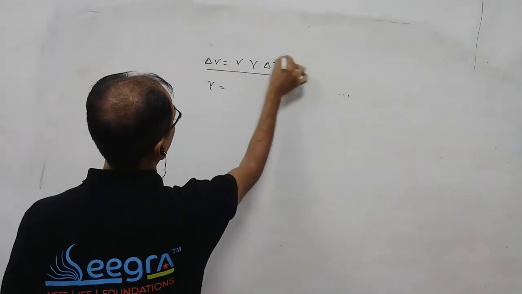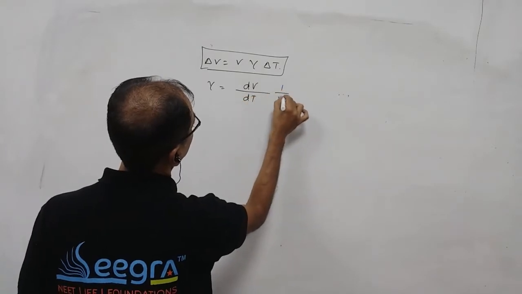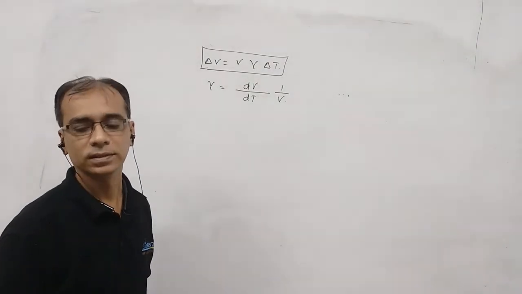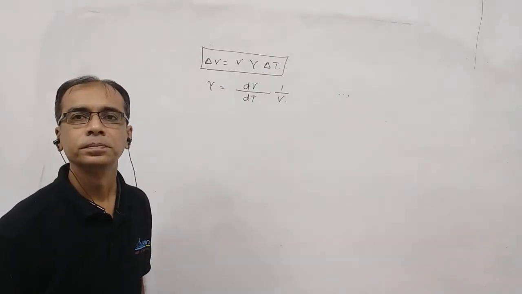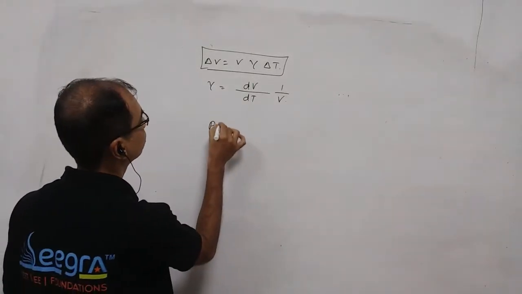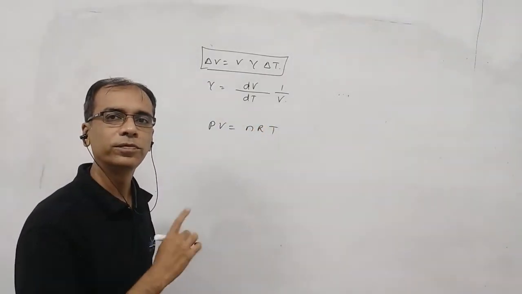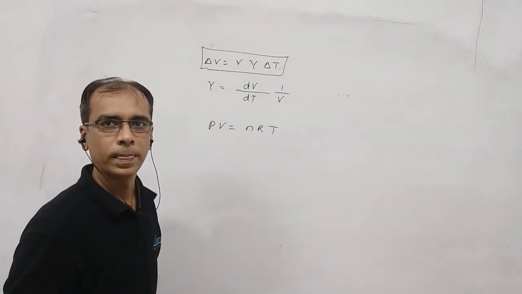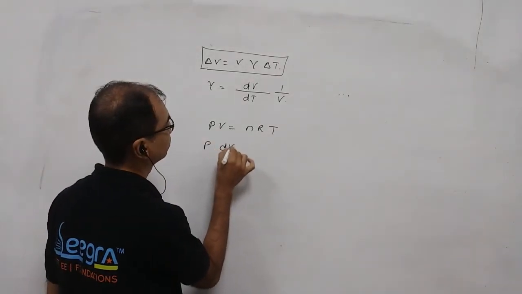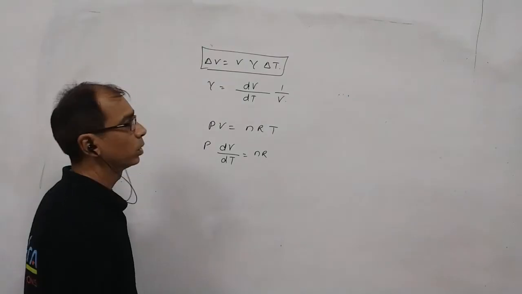So gamma basically is what? If I take this in differential form, then I can write this as dV by dT into 1 by V. This is gamma. This gamma we have to find, the volume coefficient of the gas at constant pressure. What relation do we have for the gas? We have the relation PV equals nRT. This is the ideal gas equation. If I differentiate it with respect to temperature, here P is constant, so differentiating gives dV by dT, and here nR, and the differentiation of T is 1.